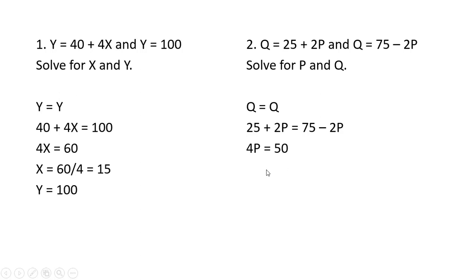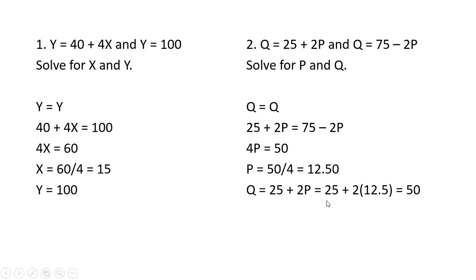and we're going to divide through by 4. P equals 12.5. Now we need to figure out what Q is. We can take this 12.5 for P and plug it back into either of these equations. If we did our math right, we'll get the same answer. So here Q equals 25 plus 2P. So I'll put the 12.5 in for P now over here. And solving, we get 50.